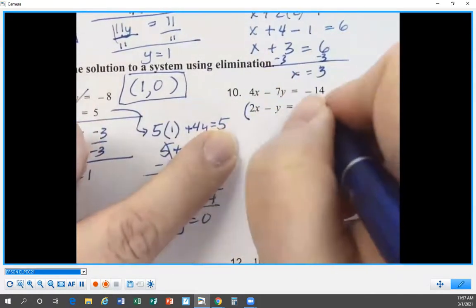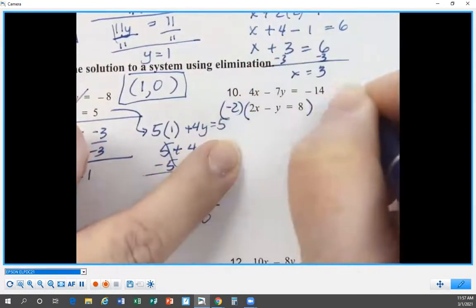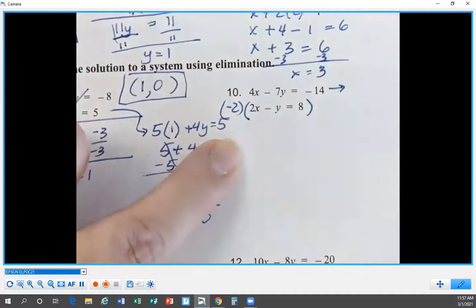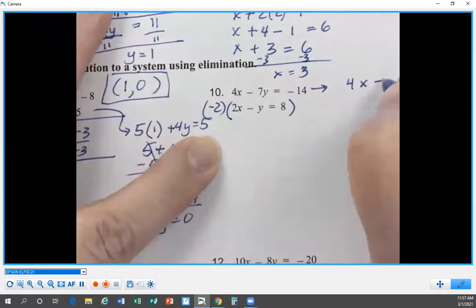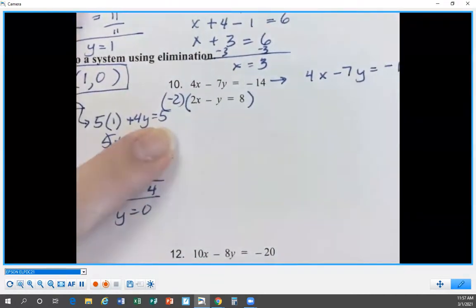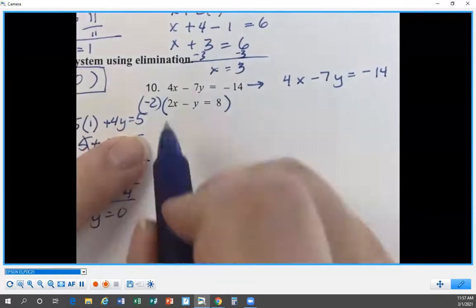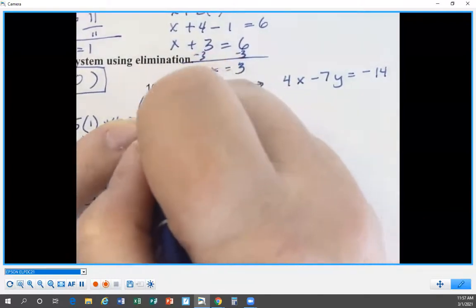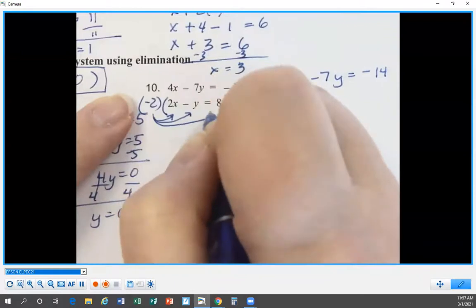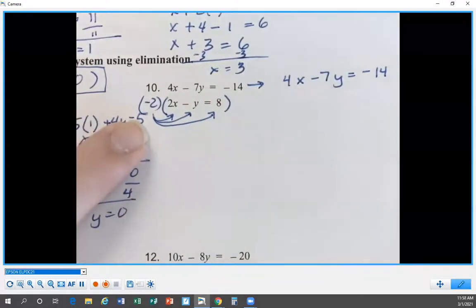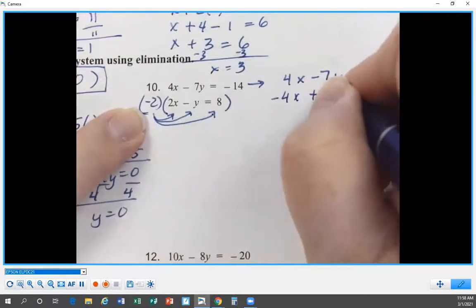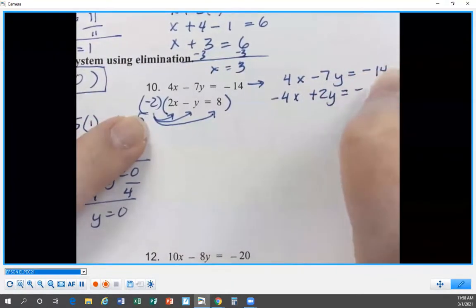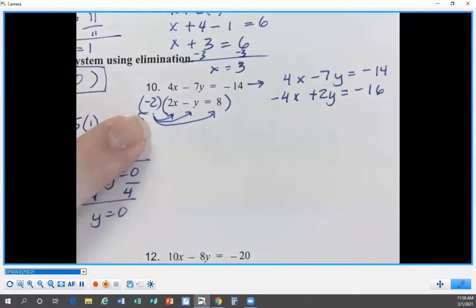So I need to multiply by negative 2. This one I'm going to bring straight over. 4x minus 7y equals negative 14. The bottom equation, I need to distribute that negative 2. This gives me negative 4x plus 2y equals negative 16.